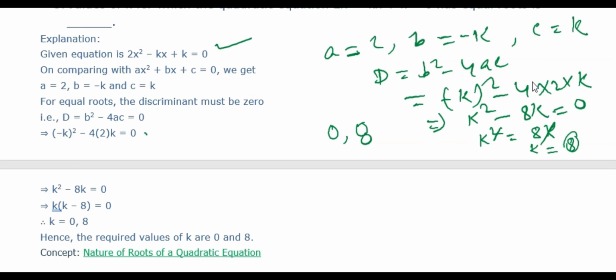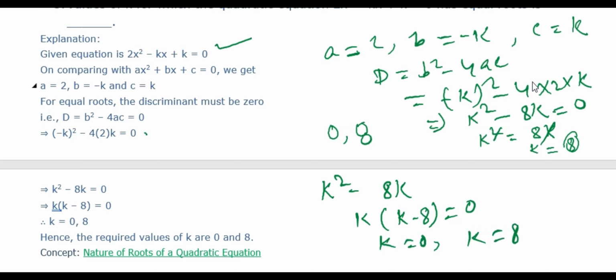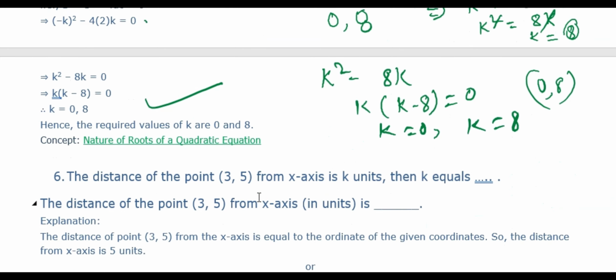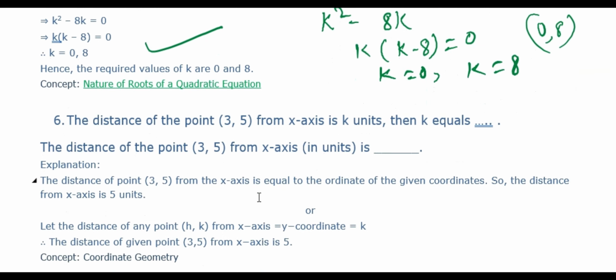Okay, so how can you solve it? You can write here k square minus 8k. Take the common factor. What you get, k into k minus 8 equal to 0. So k equal to 0 and k equal to 8. So what would be the roots here? 0 and 8. So we will take it, right? The values of k are 0 and 8. This is the nature of roots of quadratic equation concept. Apply here. The next question on your screen, it is very easy to understand, right?